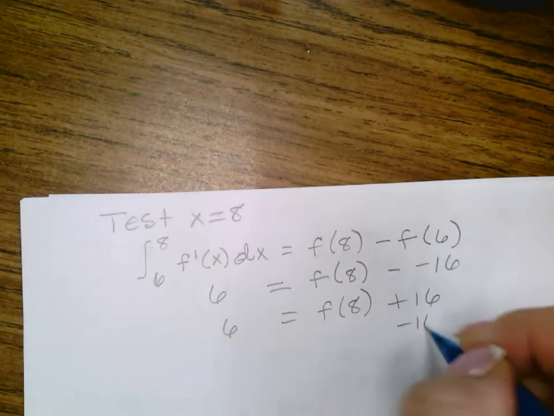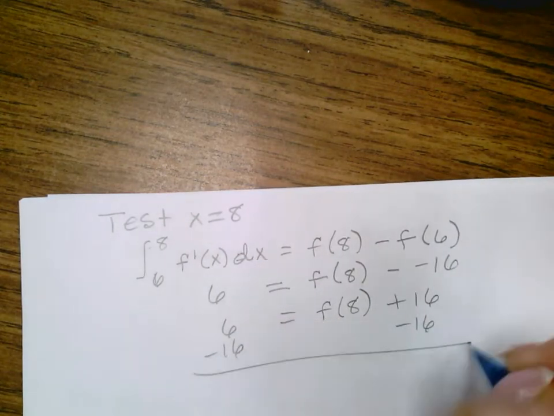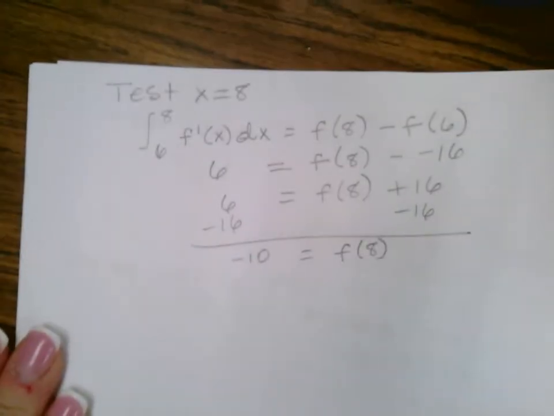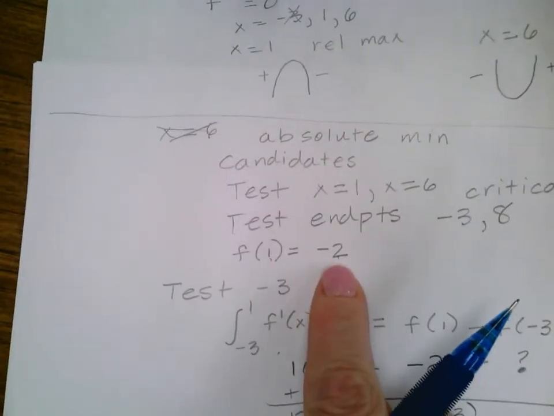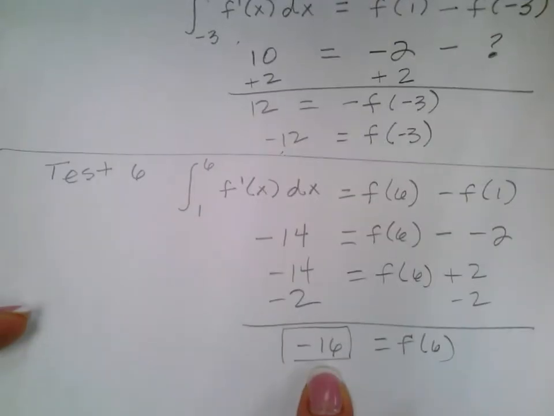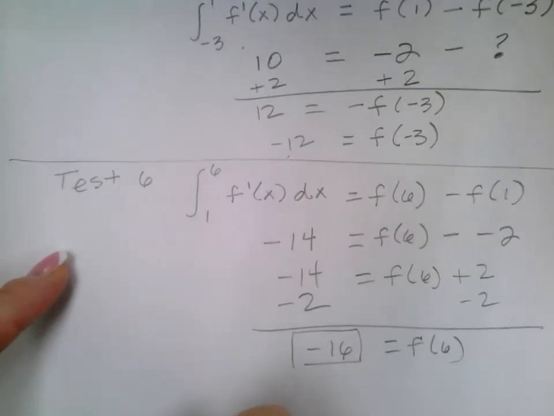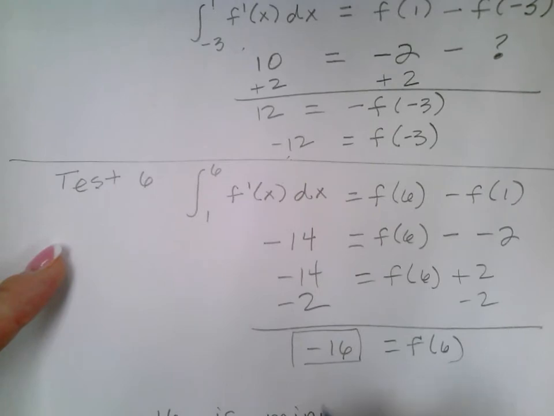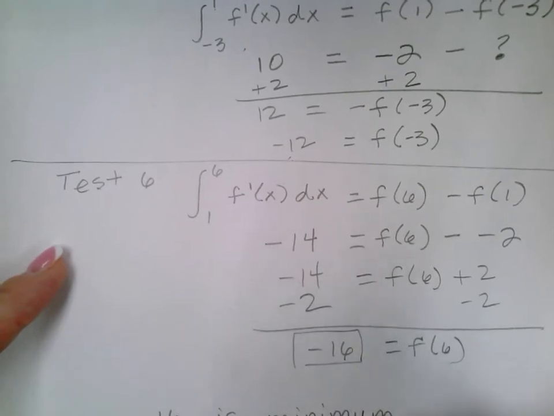And then when we subtract 16, we'll get f of 8 is -10. So out of all of those y values, we have a -10, we have a -2, we have a -12, and we have a -16. The -16 is the minimum value of f.